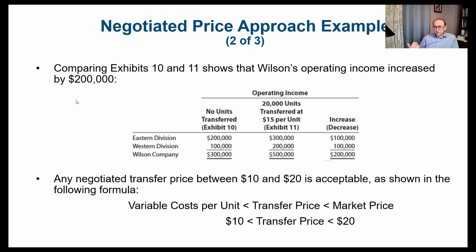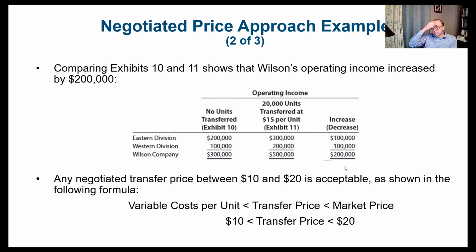So as I did, I compared Exhibit 10 and 11, and that shows us that the operating income increased by 200,000. You see here, with no units transferred, the Wilson Company had $300,000 operating income, but when they had the 20,000 units transferred at $15 per unit, both divisions now had an extra 100,000, which increased the company's profitability by 200,000, which is now 500,000. So you see the increase is about $200,000.